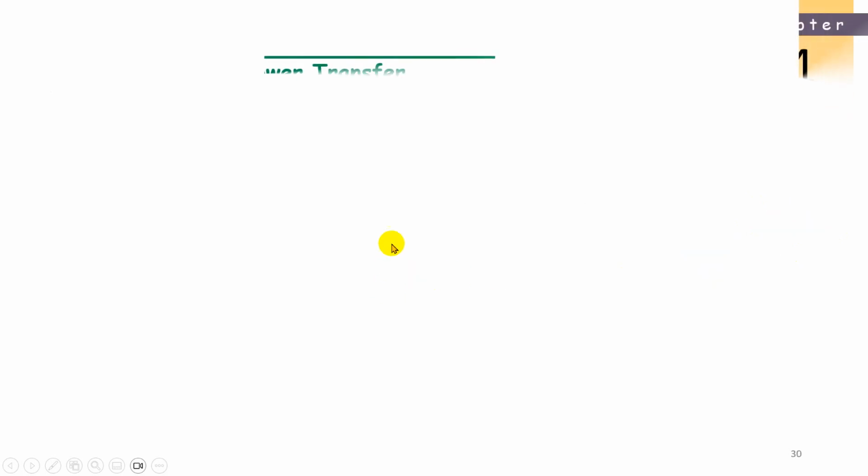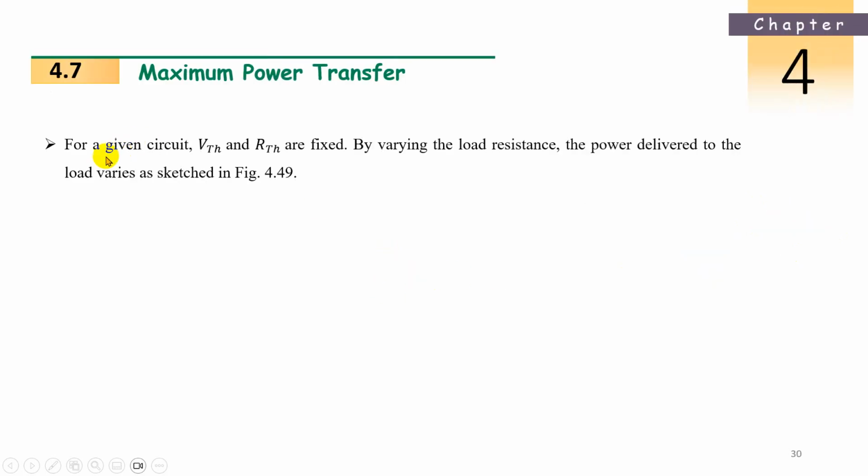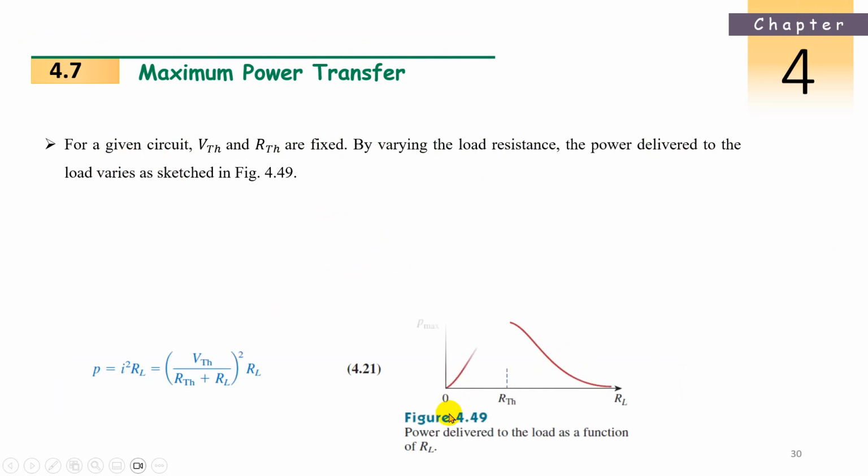So now we will see the graph also, how it is there. For a given circuit, V Thevenin's and R Thevenin's are fixed. We cannot change them because the circuit is a fixed one. By varying the load resistance, the power delivered to the load varies as shown in the sketch, figure 4.49. See here, in this sketch, you can see the variation. This is RL on the x-axis and the y-axis is the power, how it is transferred.